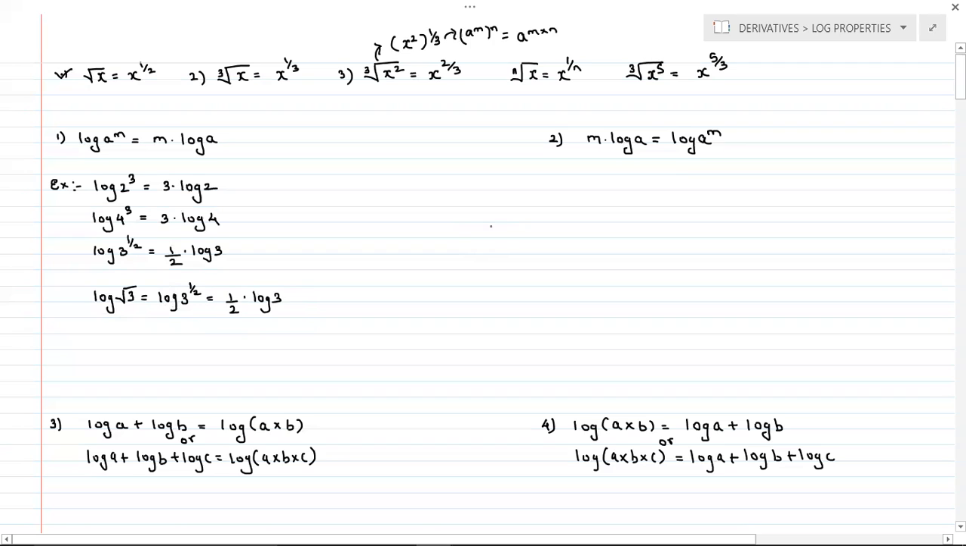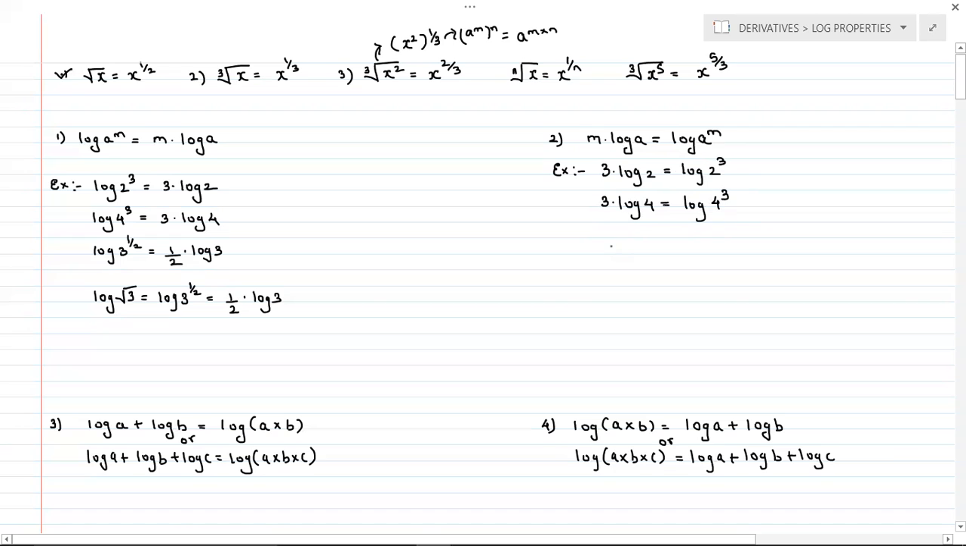So the second property is, we can say, the reverse process. Okay, the reverse one. Suppose, for example, we take 3 into log 2. This can be written as log 2 cube, because this m will go to the power. Suppose the second example is 3 into log 4. It can be written as log 4 cube.